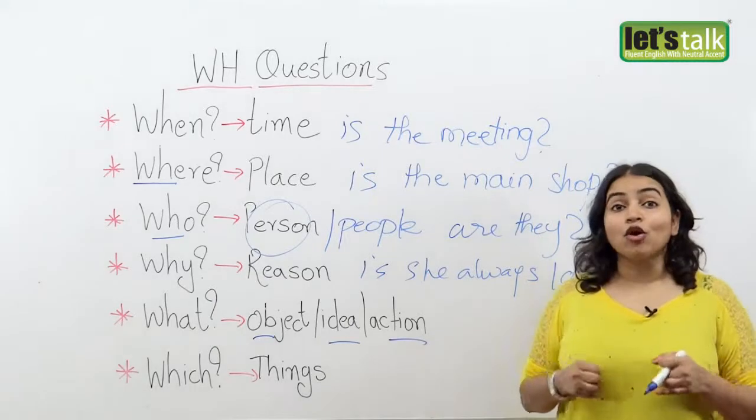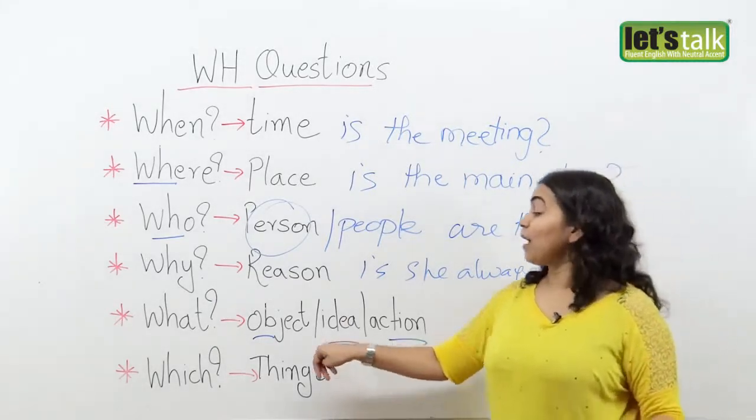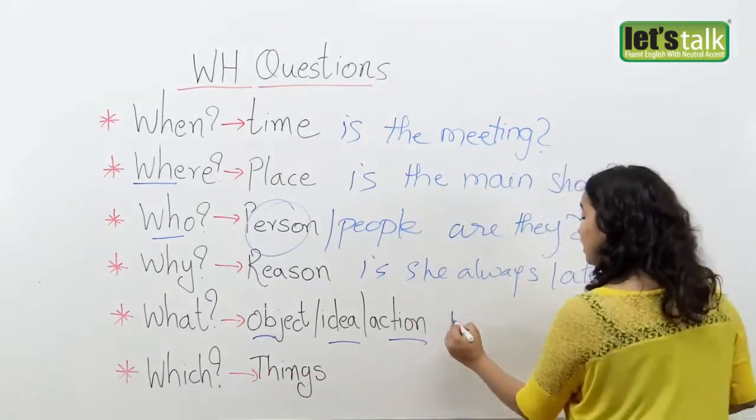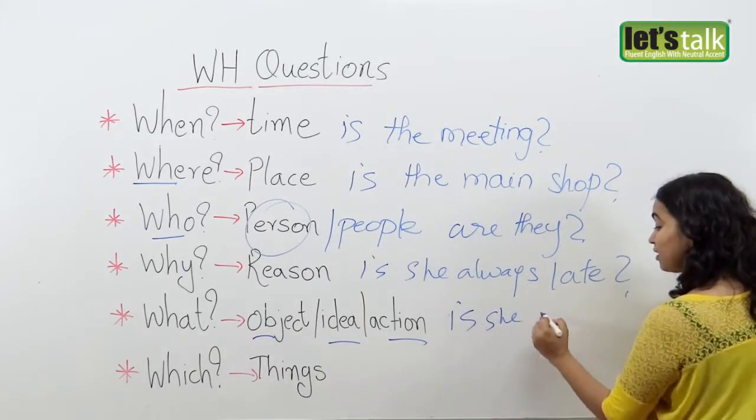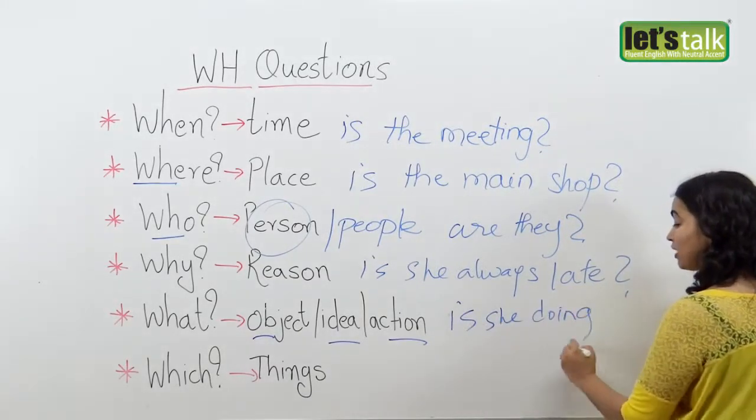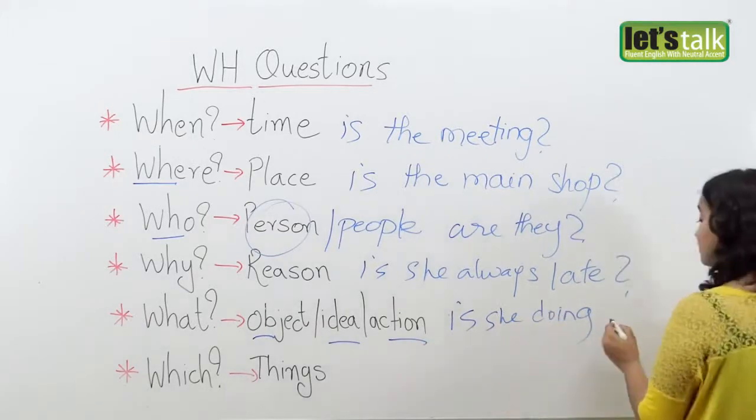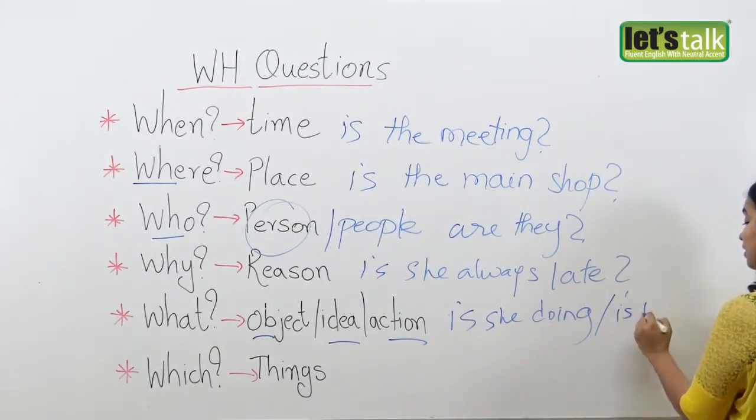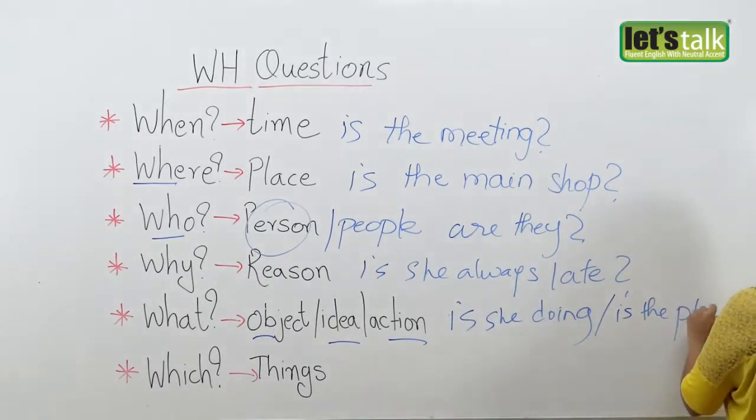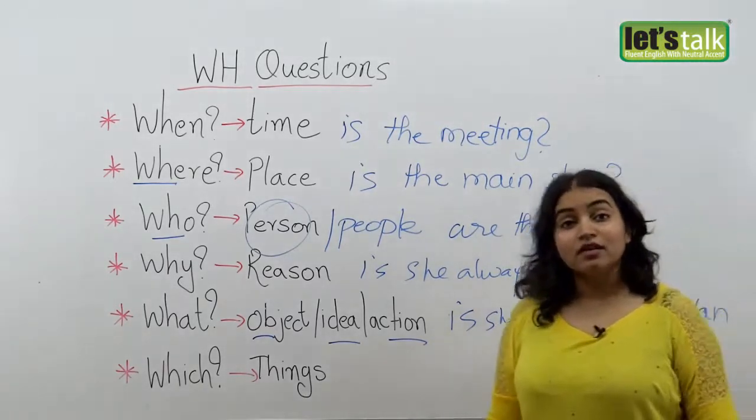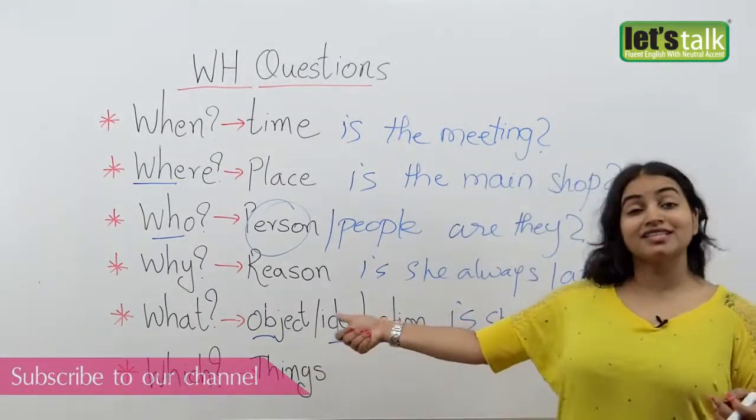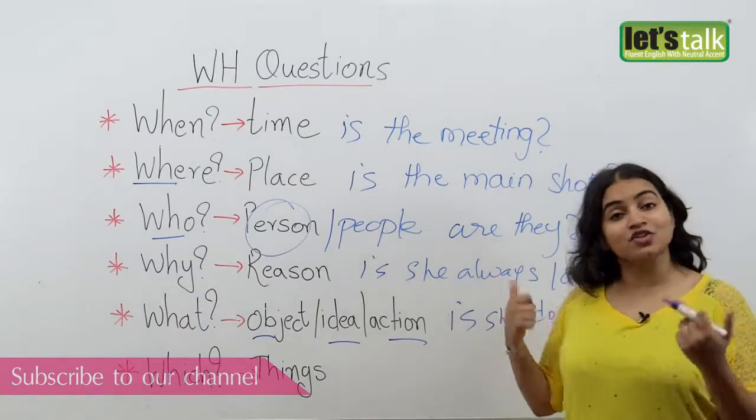Or I could say, what is the plan? I talk about an idea. So I could say, what is she doing? When I talk about an action. Or I could say, what is the plan for today? When I talk about an idea. So what talks about an object, an idea, or an action?